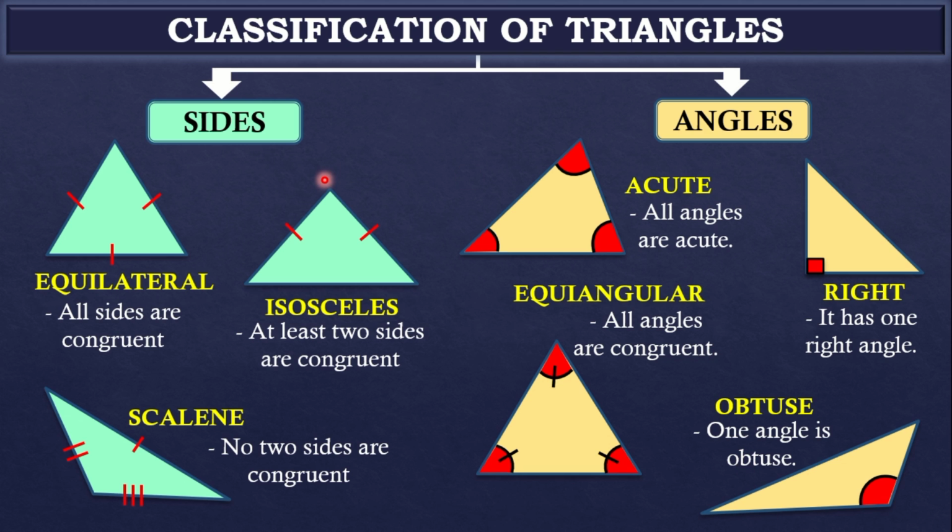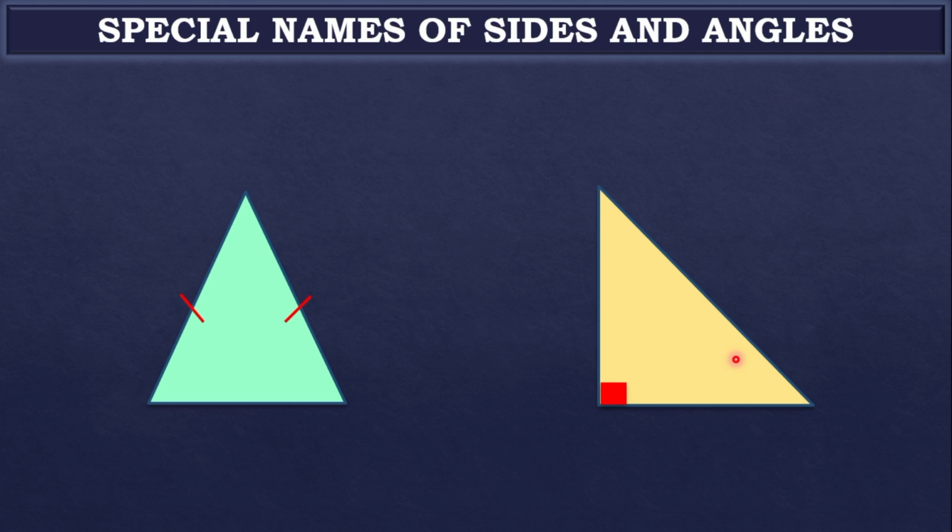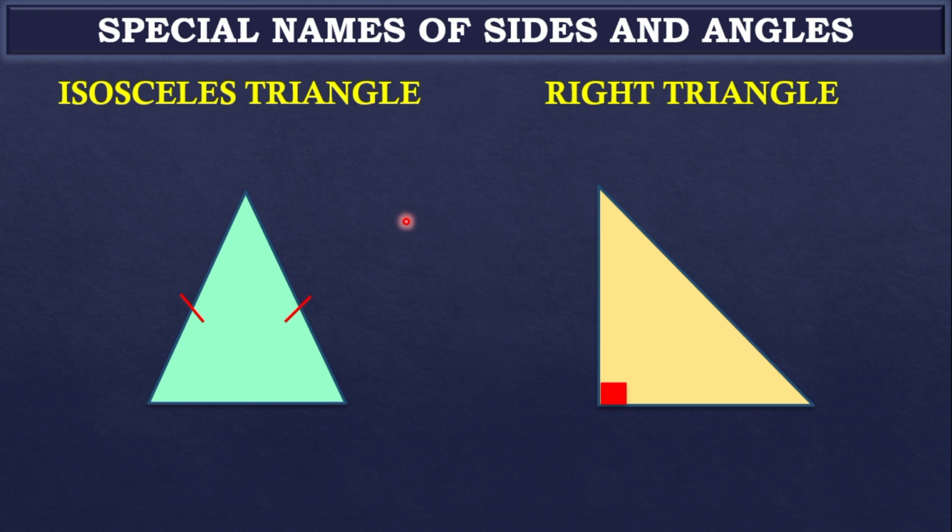So, we have three classifications of triangles according to sides, equilateral, isosceles, and scalene. And four classifications of triangles according to angles. We have the acute triangle, right triangle, equiangular triangle, and obtuse triangle. We have special names of sides and angles. So, meron tayong special names sa sides and angles ng isosceles triangle and right triangle. So, these two are special. Okay? Meron silang special parts ng triangle.